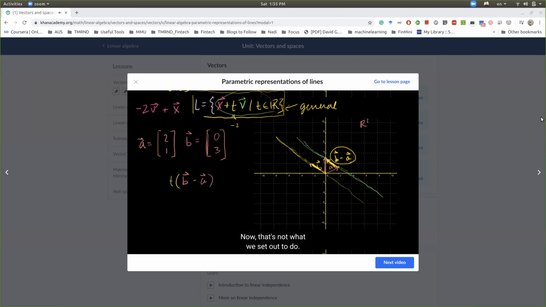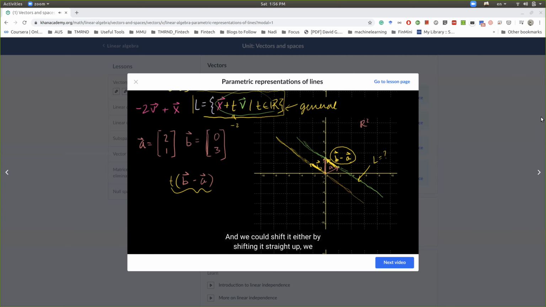We wanted to figure out an equation or a parametrization, if you will, of this line or this set. Let's call this set L. So we want to know what that set is equal to. So in order to get there, we have to start with this, which is one of these, which is this line here. And we have to shift it.